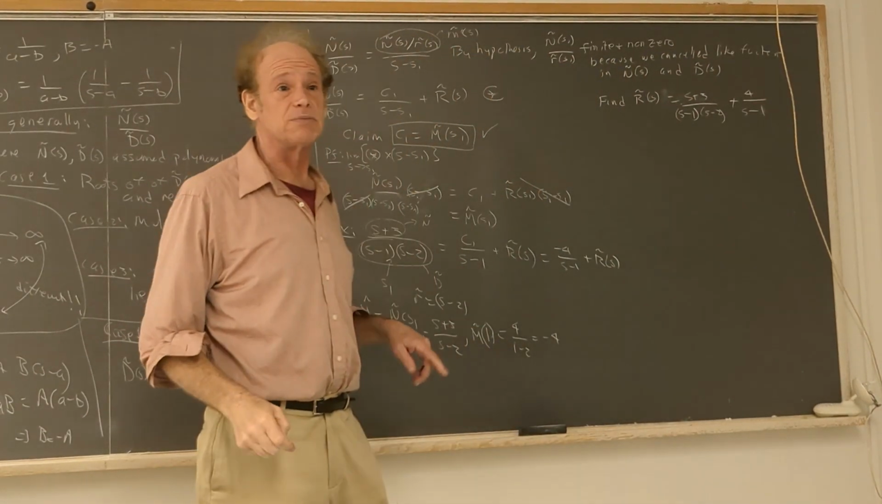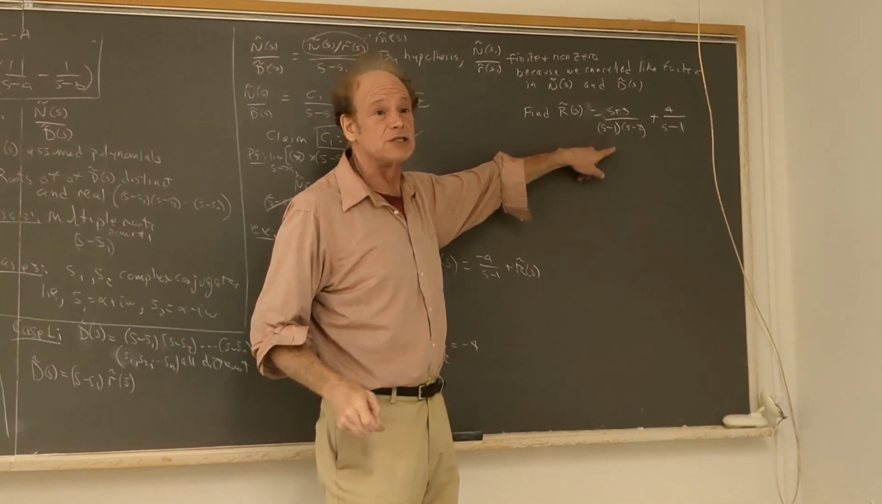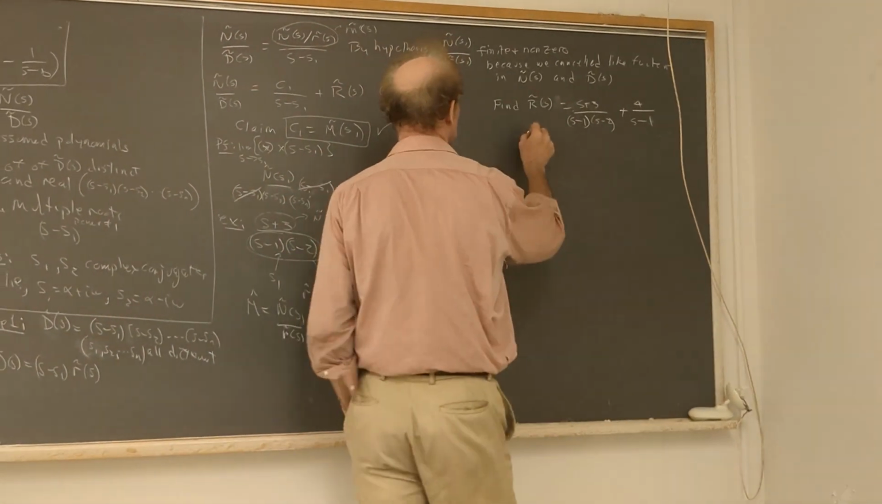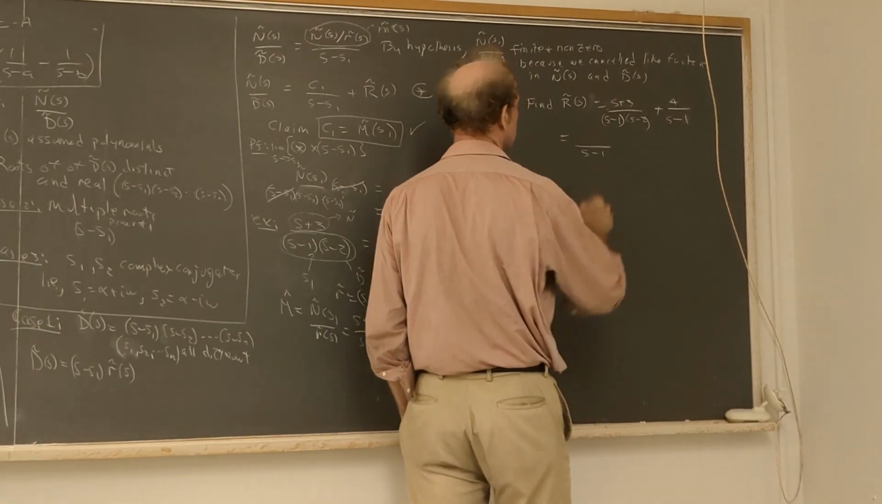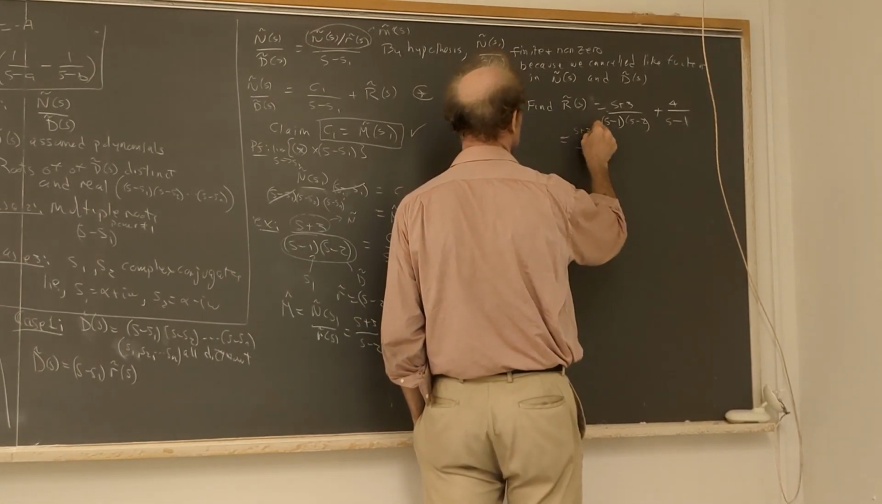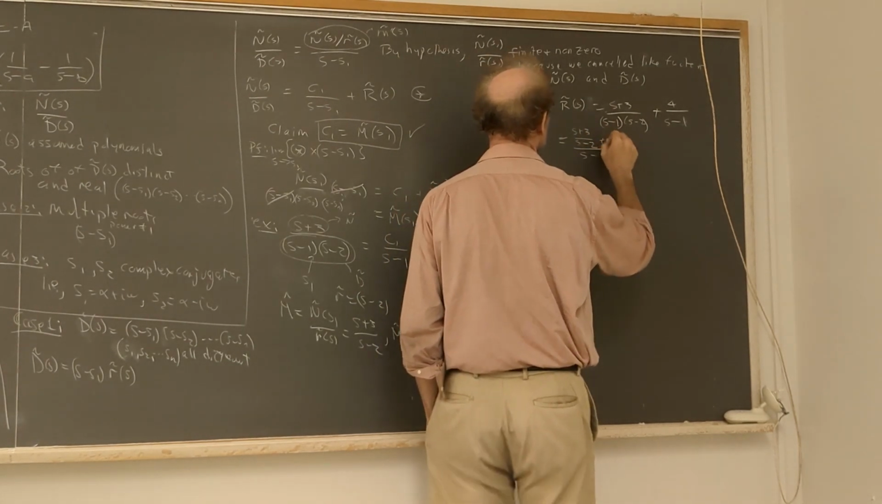Is that clear what I'm doing? I'm solving for R tilde. And if I get R tilde right, there should be no S minus 1 in the denominator. So I factor out an S minus 1 in the denominator. And I have S plus 3 over S minus 2 plus 4 in the numerator.